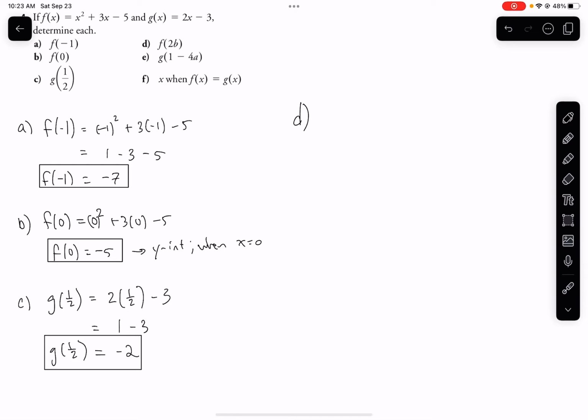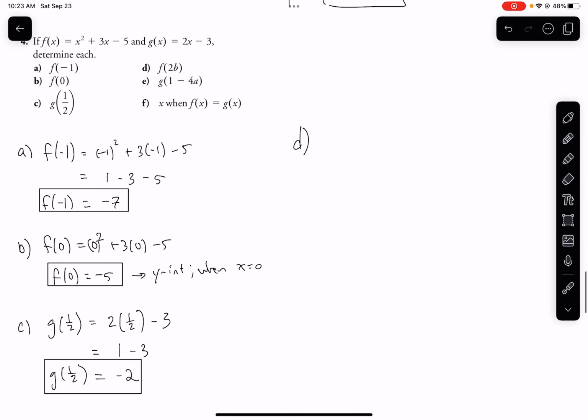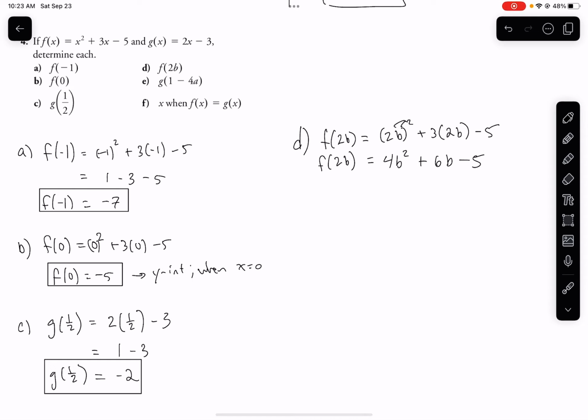Question D. Question D asks us to evaluate the f of x function when x is 2b. And then remember, whatever it tells you to substitute in is what you're substituting in and evaluating as much as you can. So we're going to get 2b squared plus 3 times 2b minus 5. Okay, so we're going to get, remember that the squared goes on everything in there, so we get 4b squared plus 6b minus 5. That will be the evaluation when x is 2b.